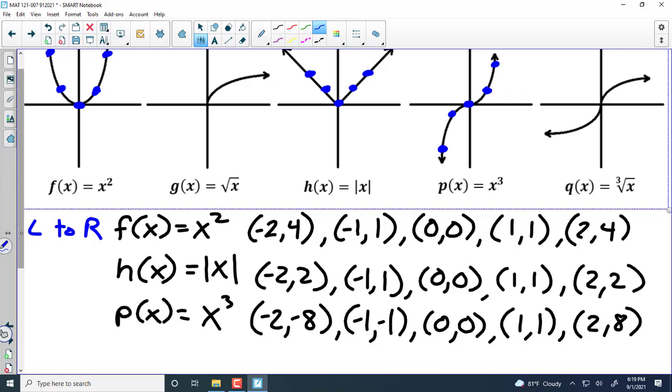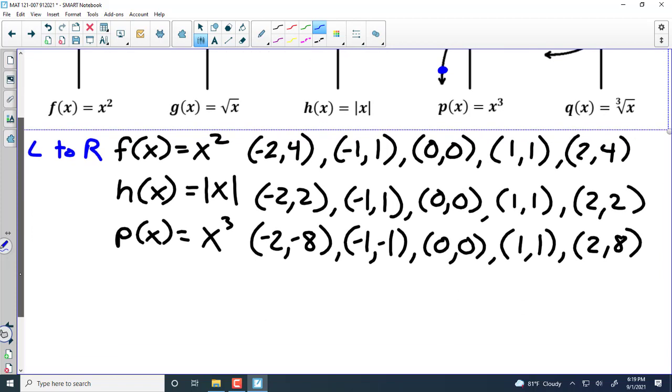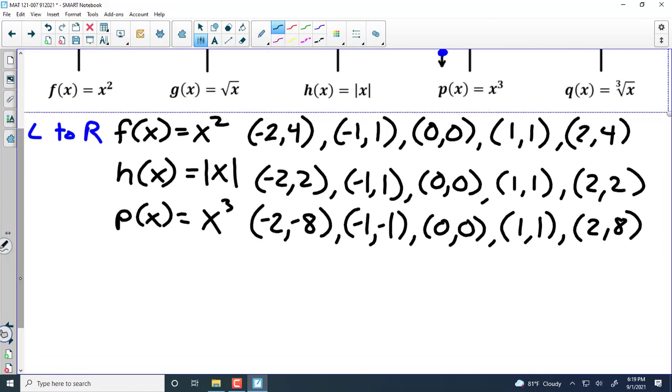By the way, what was that magic word I used before to describe the relationship between x cubed and cube root? Inverses. Because every single ordered pair on one is on the other one, but swapped. So, negative 8, negative 2.